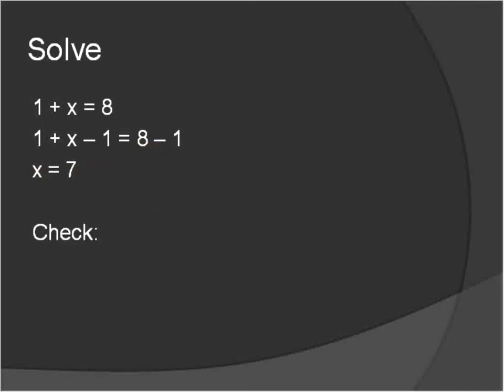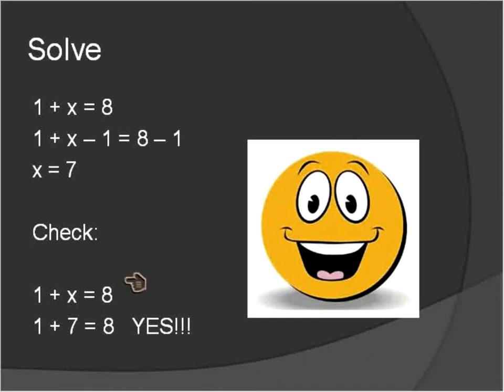As we had said before, we can check our work by substituting it back into the original equation. That answer of x equals 7, just plug it right in there. 1 plus 7 equals 8. Yes, it does. Alright, and that's the process that we're going to follow as we solve these equations. We're going to make sure we do whatever we do to one side of the equation, we have to do to the other, so that we can isolate our variable by itself.